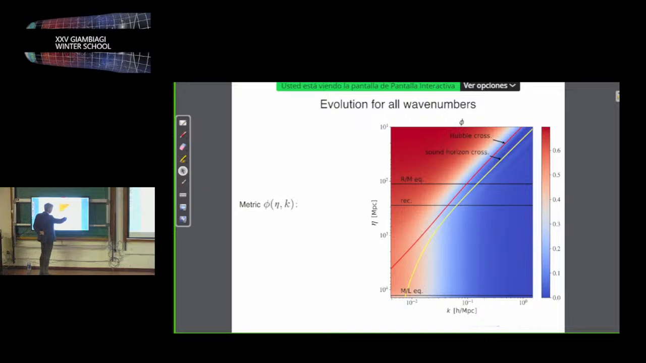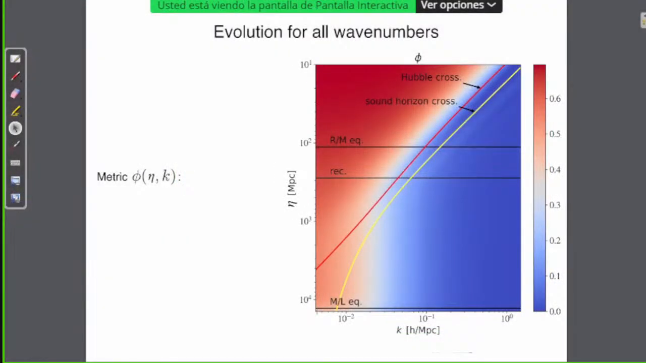There is an intermediate region here. There are these modes that cross the Hubble radius around recombination. Then you are during matter domination, but radiation is still significant. So there is still a little bit of a gradient, a little bit of variation of phi along vertical lines. This will be important later. So this is qualitatively the evolution of the metric phi for all modes.